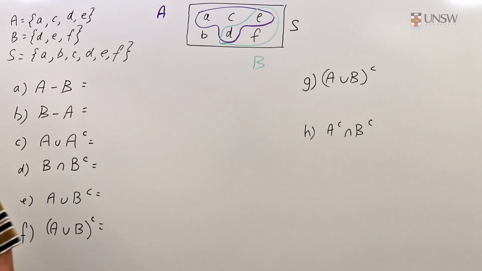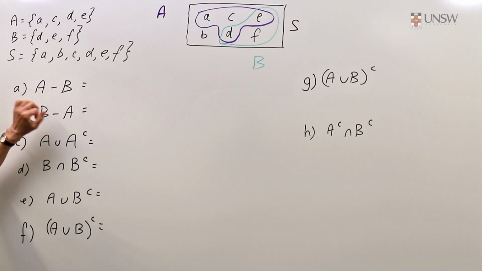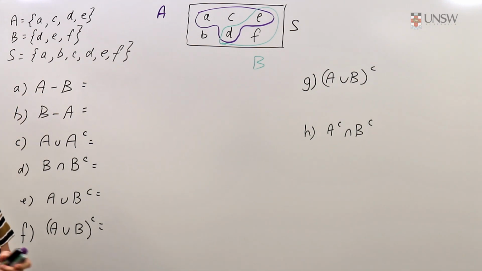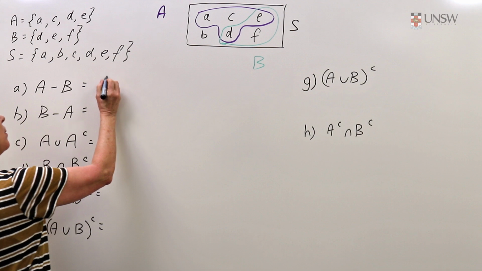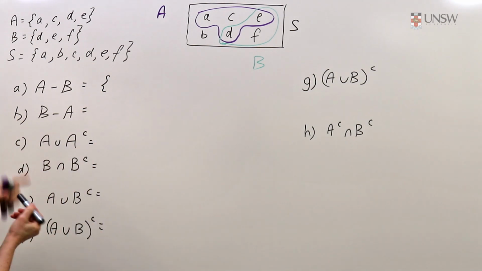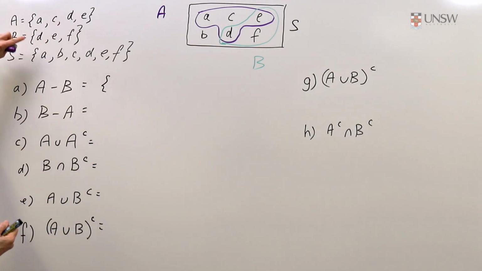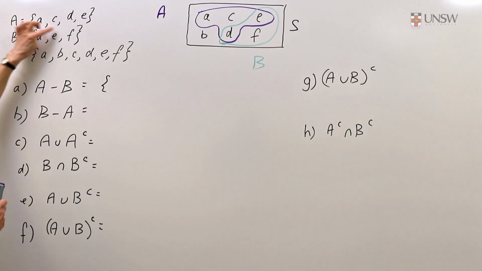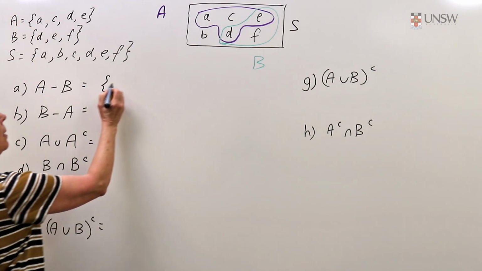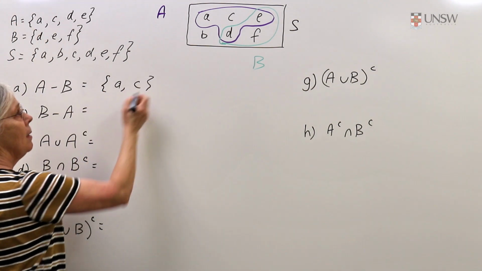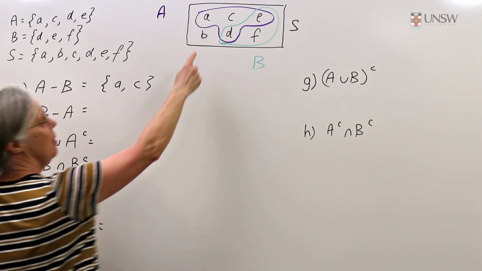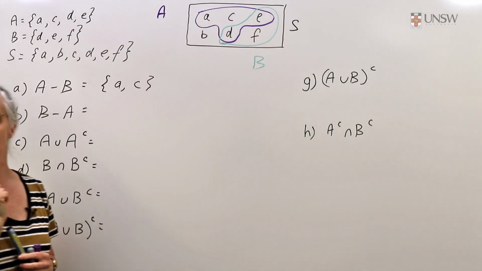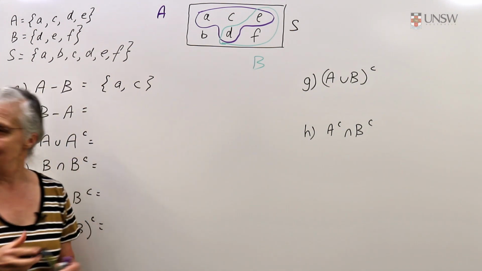First thing we want to find is A minus B. So that's the set containing everything that's in A but is not in B. We only want to include elements that are in A, but the ones that are not in B. So A is okay, C is okay, but D is here and so is E. So we'll have A and C. And we could have seen that quite easily from the Venn diagram. We want everything that's in purple but not in green. So it's just A and C.